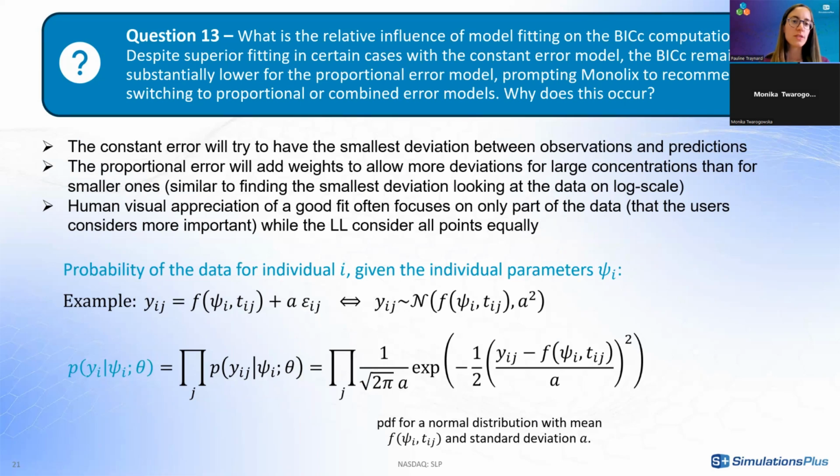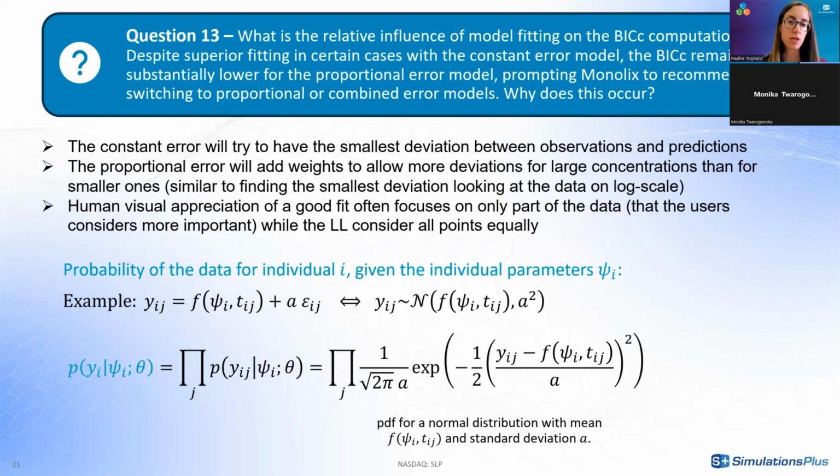Next question, which is a bit related to this: what is the relative influence of model fitting on the corrected BIC computation? The person asking this question says, despite superior fitting in certain cases with the constant error model, the corrected BIC remains substantially lower for the proportional error model, which prompts Monolix to recommend switching to proportional or combined error models. So why does this occur?